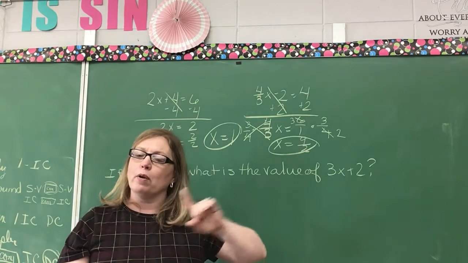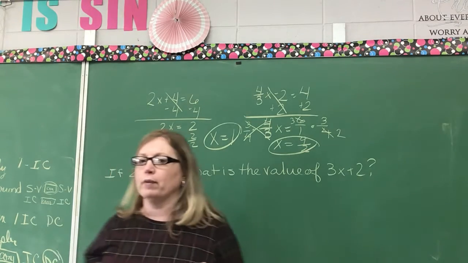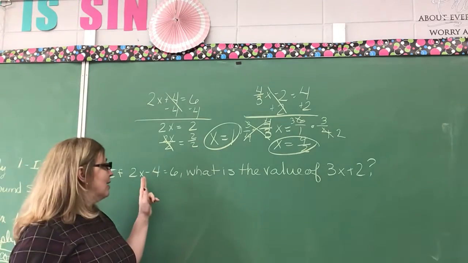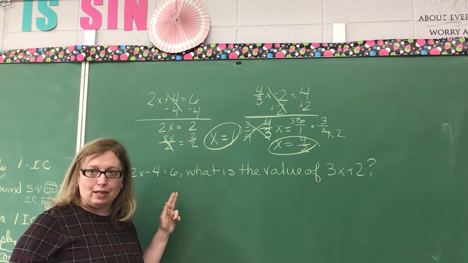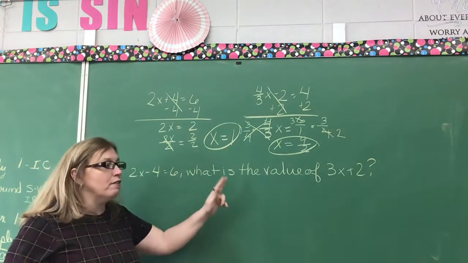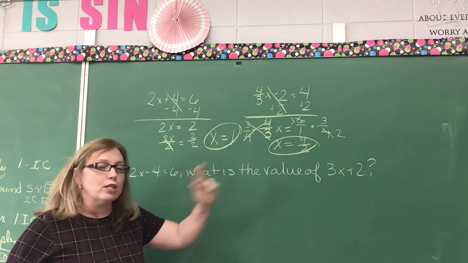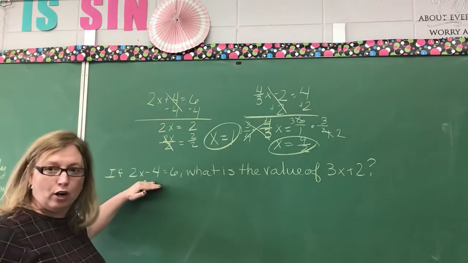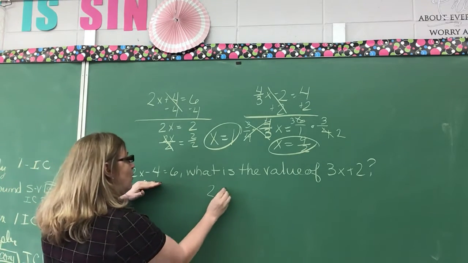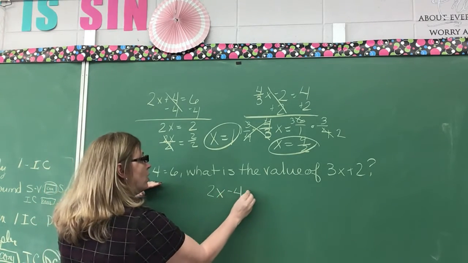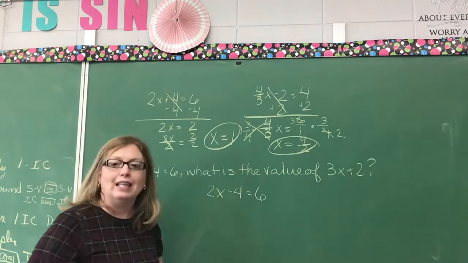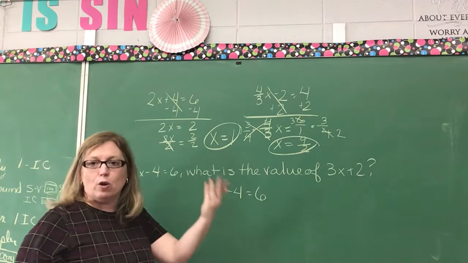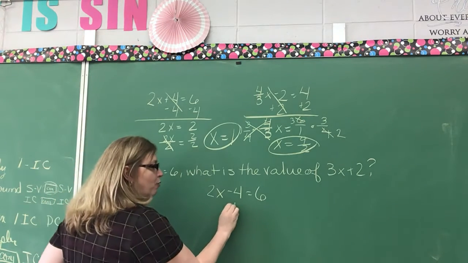We're going to start by doing exactly what we've done on the board. Look at the problem. If 2x minus 4 equals 6, what is the value of 3x plus 2? Okay, so we're going to start with taking our equation, 2x minus 4 equals 6. Let's solve that. What do I do? Well, it says to subtract 4, so I know that I'm going to add 4.